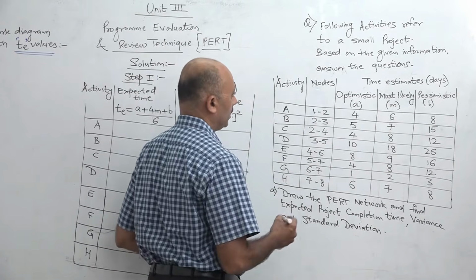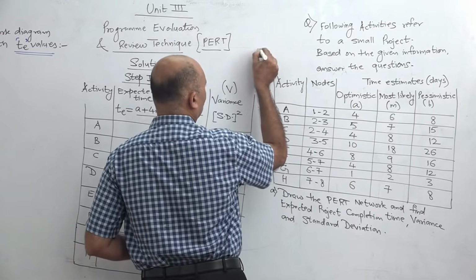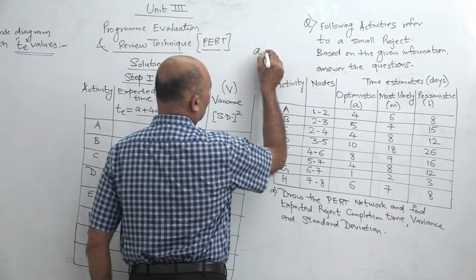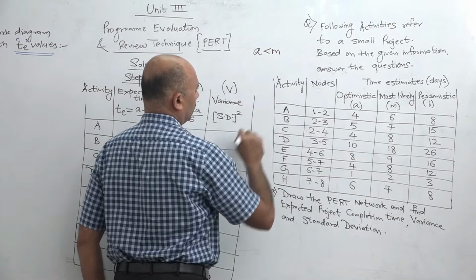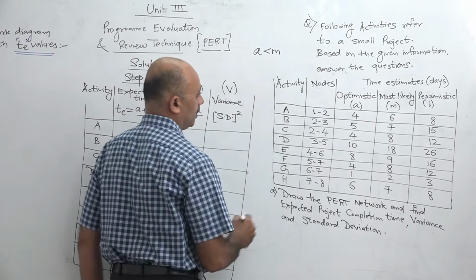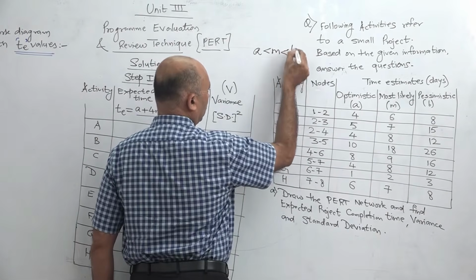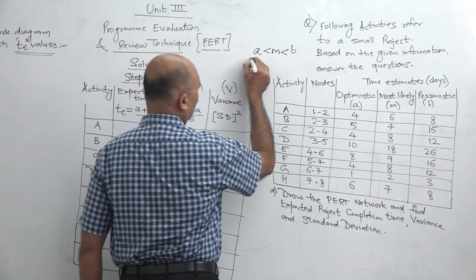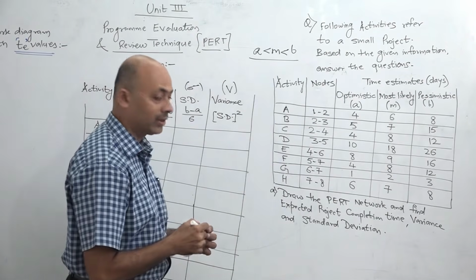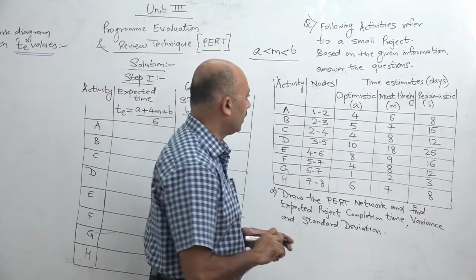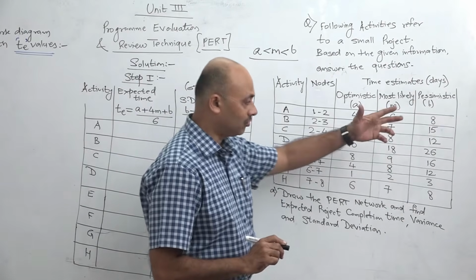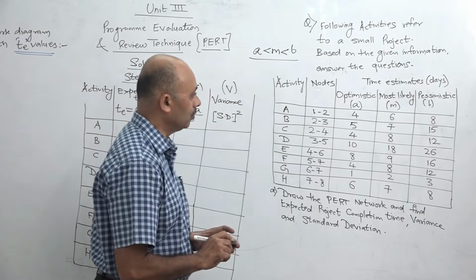The relationship between them is that optimistic is the shortest possible time, most likely time is greater than optimistic time, but it is less than pessimistic time. So optimistic time is the shortest possible time for an activity, and pessimistic time is the longest time required by the activity to get completed.